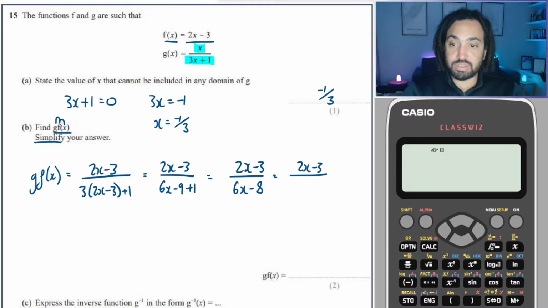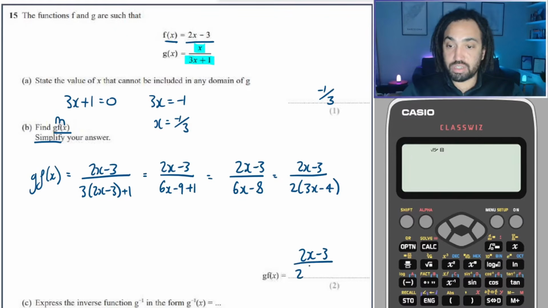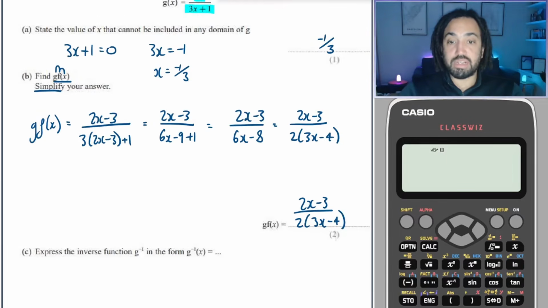And I could factorise the bottom, but it's not going to help me because I can't cancel any factors that are on the top and the bottom, so that's it. I'm just going to leave my answer like that: 2x minus 3 over 2 lots of 3x minus 4. Okay, great. And now it's asking me for the inverse of g.